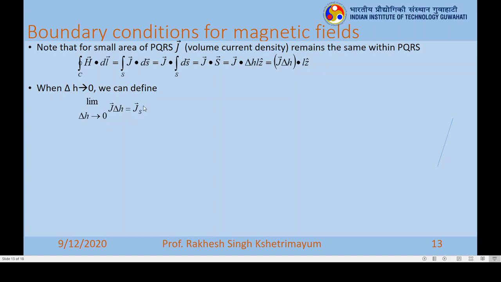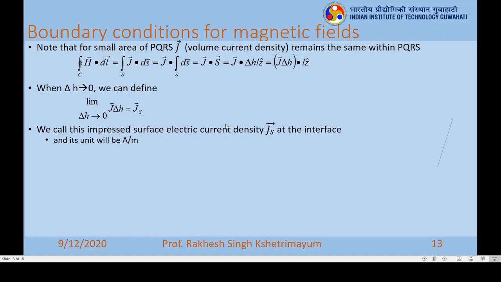Current density of the surface current is surface current density Js. So that's the definition of Js, surface current density. When delta S is tending to 0, volume current density will become surface current density. We call this Js the impressed surface electric current density at the interface, and obviously this will have a unit of ampere per meter.